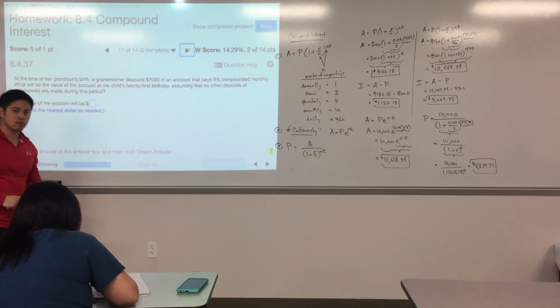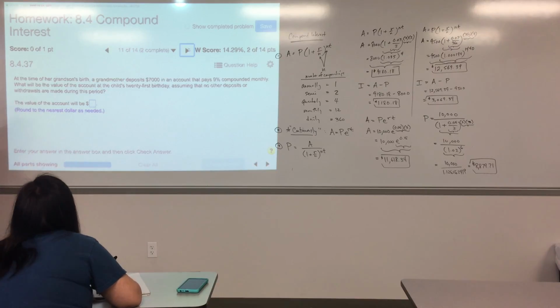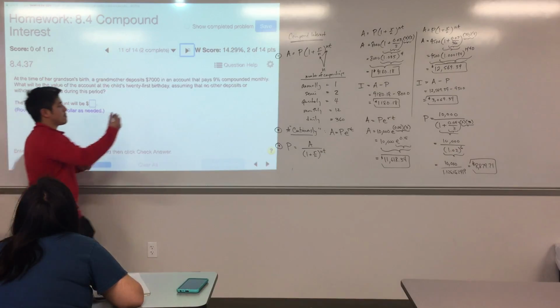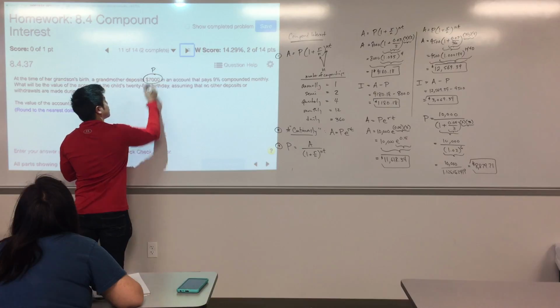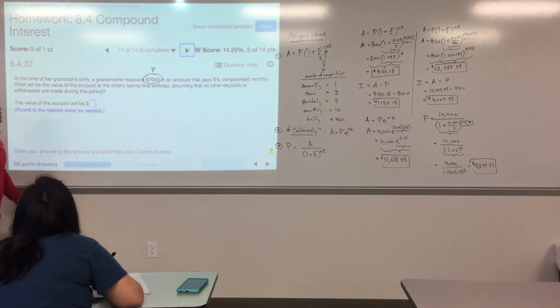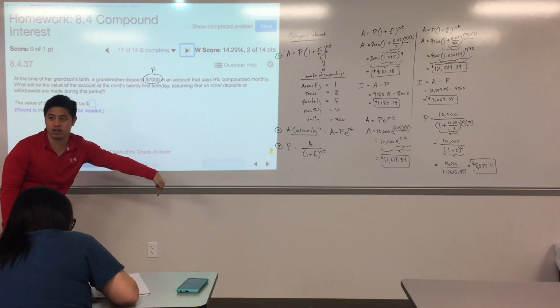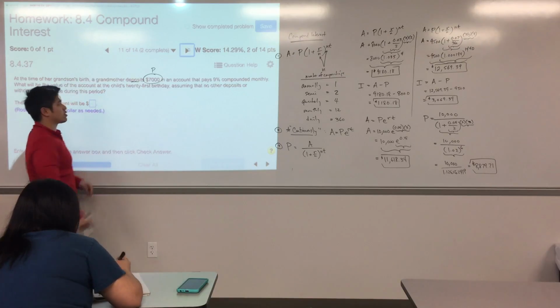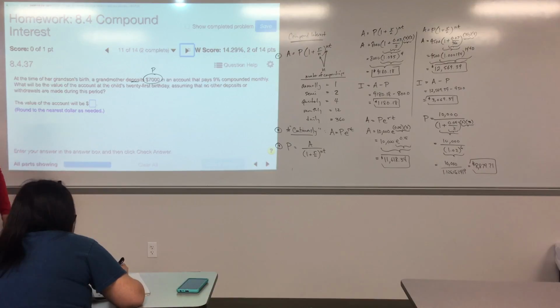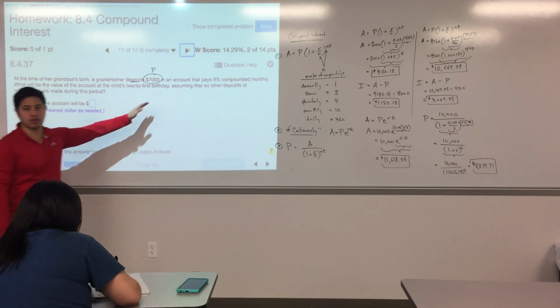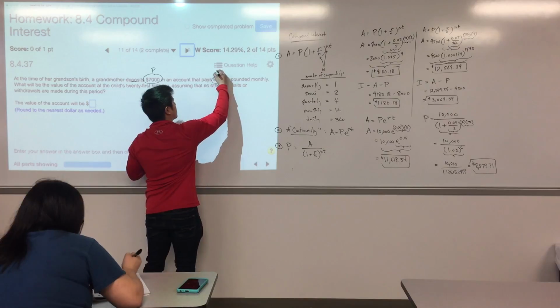LaDonna, is it still going? Yes. Excellent, thanks. At the time of her grandson's birth, a grandmother deposits $7,000 in an account. Let's pause for a moment. What's that? Principal. While you're reading, just note your pieces. It's not future value because at the time of her birth, she deposits. Deposits is your key word that you know is principal. In an account that pays 9%. Stop for a moment. What's the 9%? Your rate. Your rate, good.